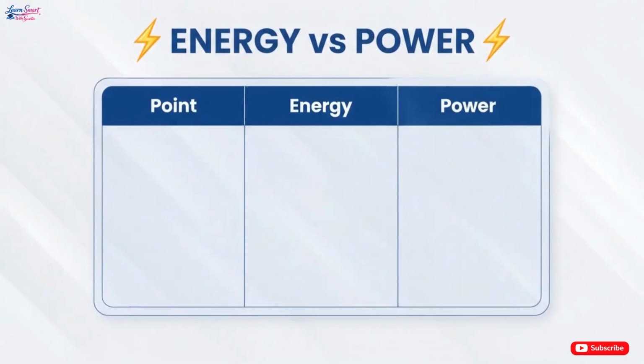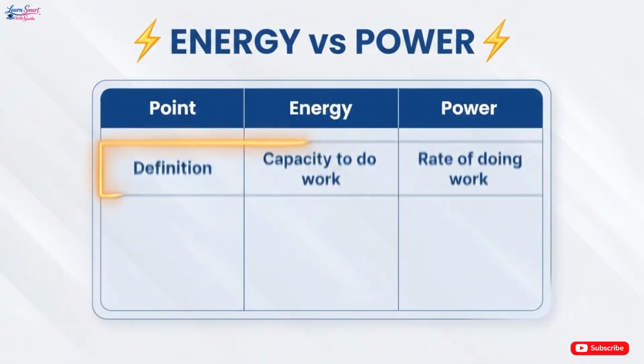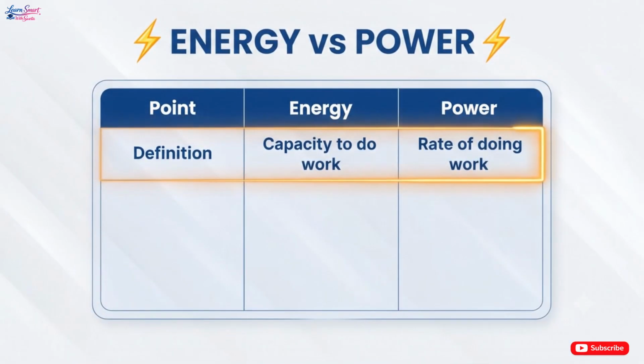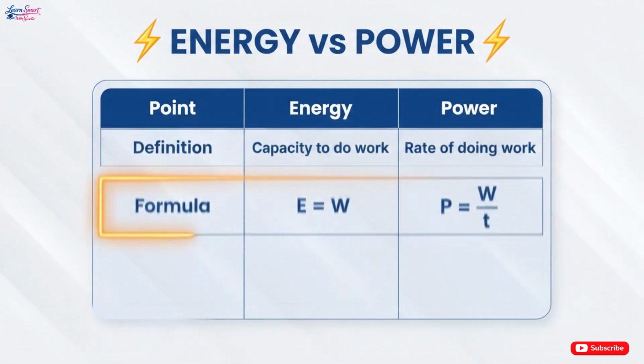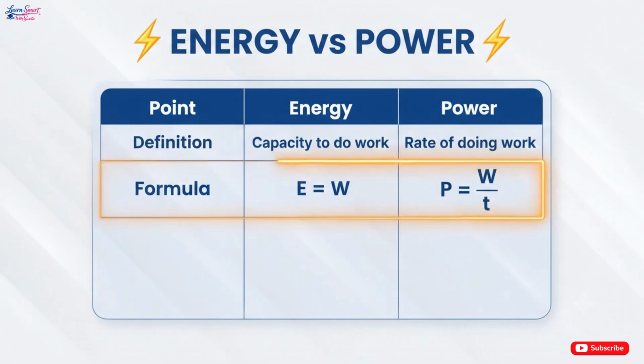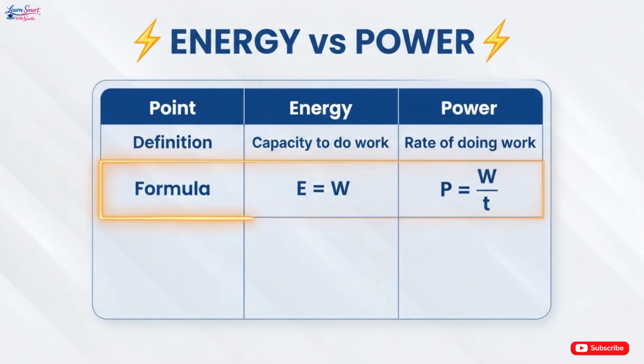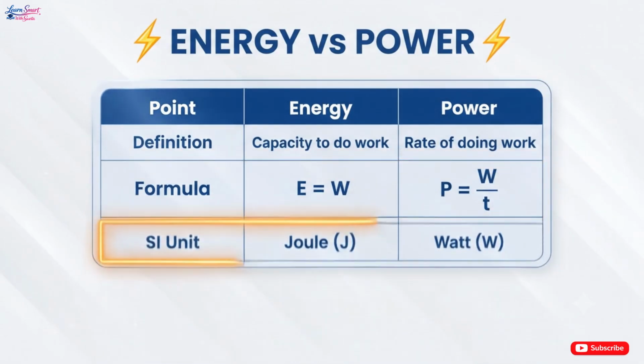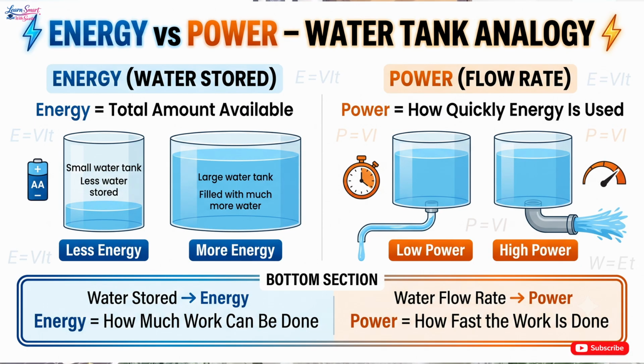Let us finish with one final comparison. Energy is the capacity to do work. Power is the rate of doing work. Energy tells us how much work can be done. Power tells us how quickly the work is done. Energy is measured in joules. Power is measured in watts. A machine may have a large amount of energy available, but if it uses that energy slowly, its power may be small. Similarly, a powerful machine uses energy at a faster rate.